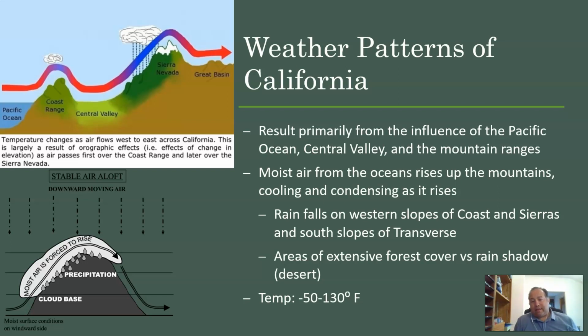And so this is how you get these areas of extensive forest cover versus these rain shadow areas like the Central Valley and the Great Basin. But what's nice about the Central Valley is because there's such great soil here, a lot of loamy soil, it's great for grass and for agriculture because we do get enough precipitation in the Central Valley that we'll get grass and we'll get shrubs. We just don't get trees the way that you'll find near the coast and then when you get to the Sierras.